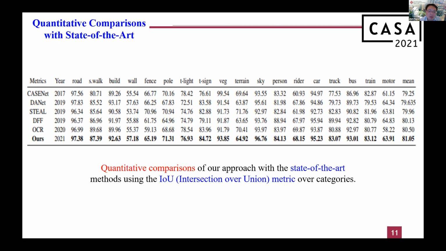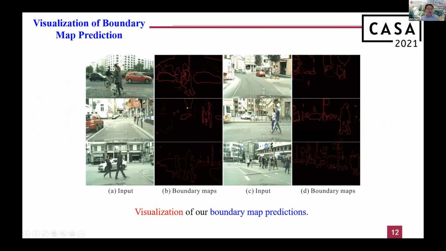However, in our work, we focus on small, multiple-scale objects, especially small-scale objects. It's also for the boundary-aware operations. So for the visual comparisons, our method has the best performance at small scale and on the boundary information, blurry boundary information. Okay. So this is the visualization for our main contribution, the boundary map prediction.